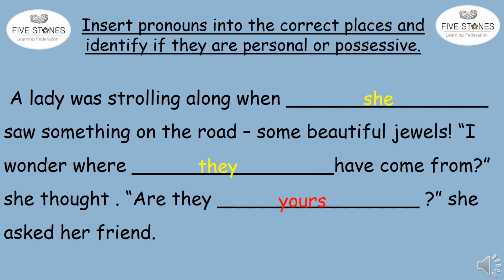Okay, see if you inserted the right pronouns and identified them correctly. A lady was strolling along when she, which is personal, saw something on the road, some beautiful jewels. I wonder where they have come from. So they was personal. She thought, are they yours? And that is possessive. She asked her friend. Well done if you got all those correct.